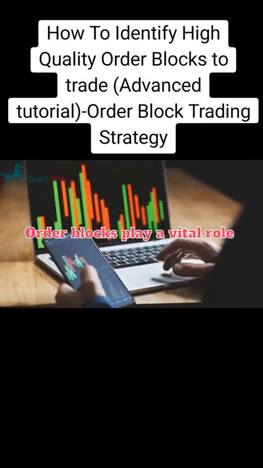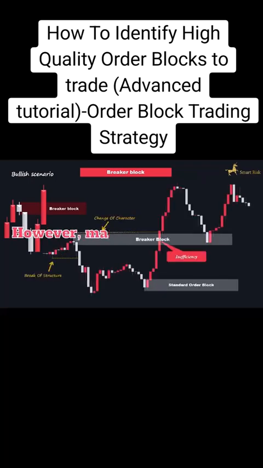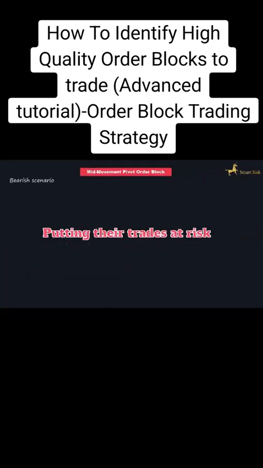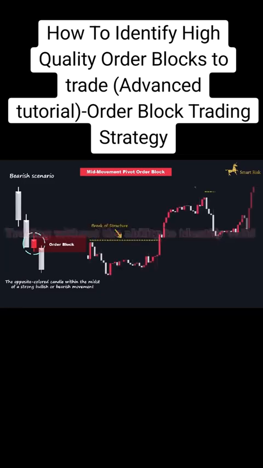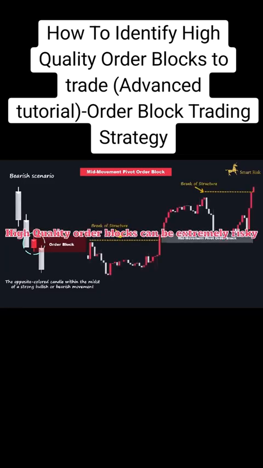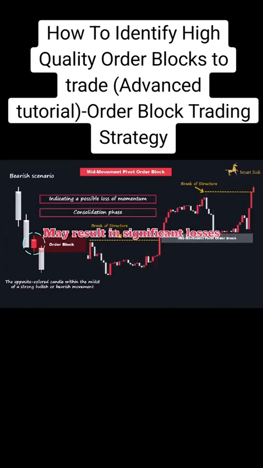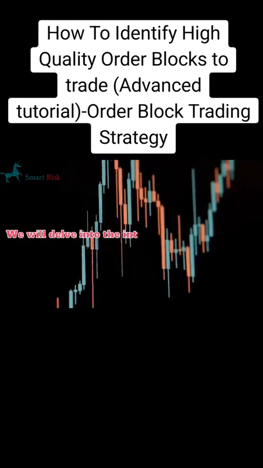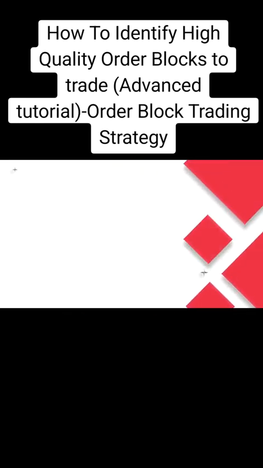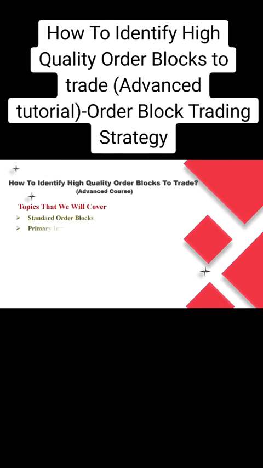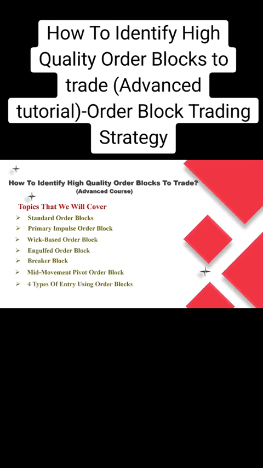Order blocks play a vital role in executing trading opportunities and are widely utilized by smart money traders. However, many traders struggle to identify valid and high-quality order blocks, putting their trades at risk. Trading without the ability to identify valid and high-quality order blocks can be extremely risky and may result in significant losses. In this advanced tutorial, we will delve into the intricacies of order blocks, exploring their various types, and providing detailed guidance on how to identify high-quality ones. We will uncover the rules and criteria necessary to spot high-probability order blocks on real price charts and demonstrate entry and exit models that leverage order blocks in the market.